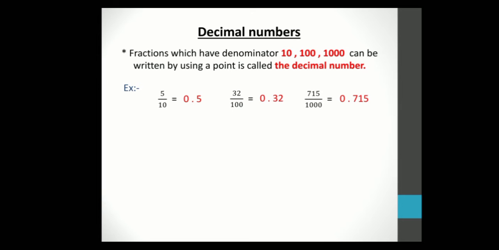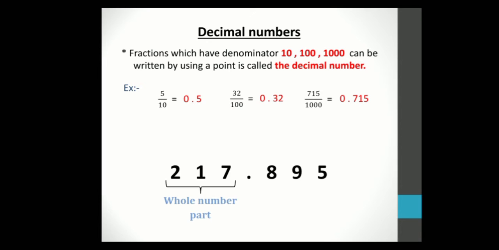So a decimal number consists of two parts, the whole number and the decimal part. If I have a number like 217.895, it's divided into the whole number part, which is the number to the left of the point, then a decimal point, and a decimal part, the number to the right of the point.